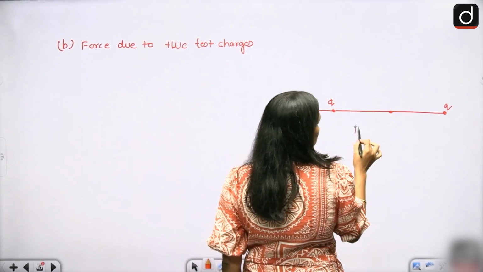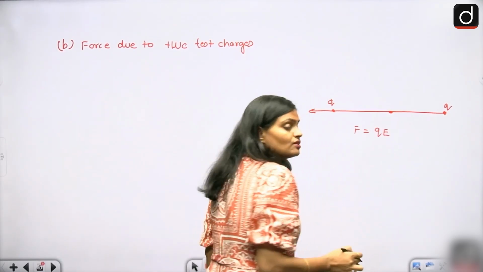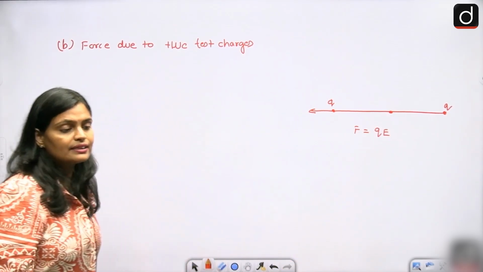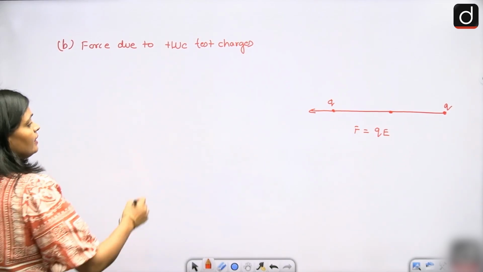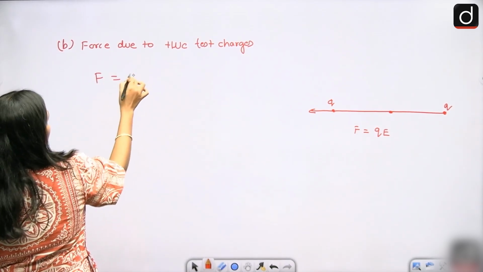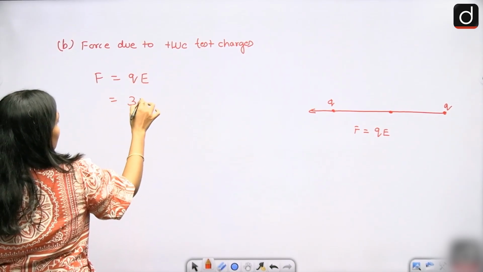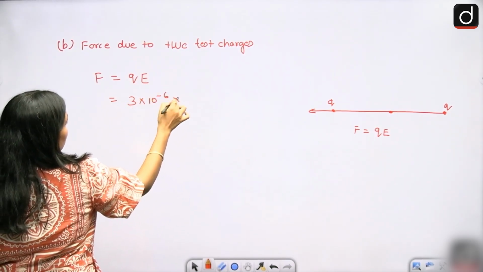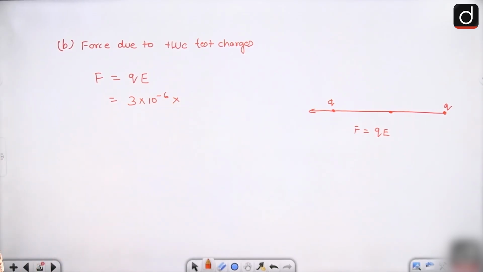See, force is equal to what? Force is equal to Q into E. This is the force only, right? Exerted on a charge. Q into E. So simply F is equal to what? Q into E. Electric field you have just calculated. Charge is 1 into 10 to the power minus 6. And electric field how much you have calculated?